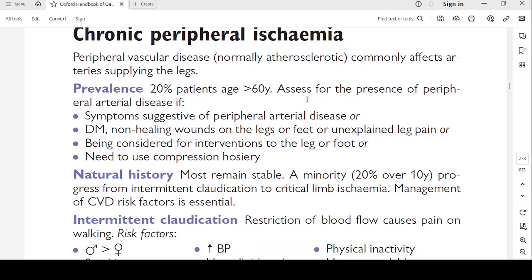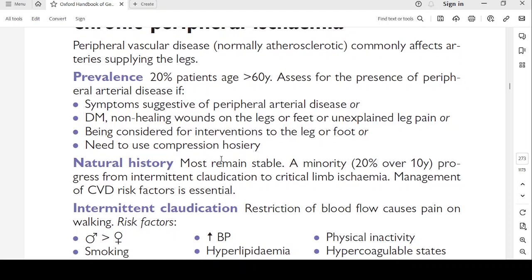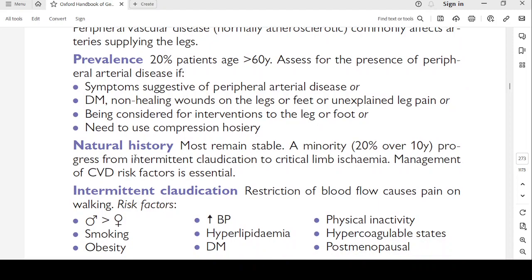If symptoms suggestive of PAD or diabetes, non-healing wounds on the legs or feet or unexplained leg pain, or being considered for interventions to the leg or foot, need to use compression hosiery. Natural history: mostly remain stable. A minority, up to 20% over 10 years, progress from intermittent claudication to critical limb ischemia. Management of CVD risk factors is essential.